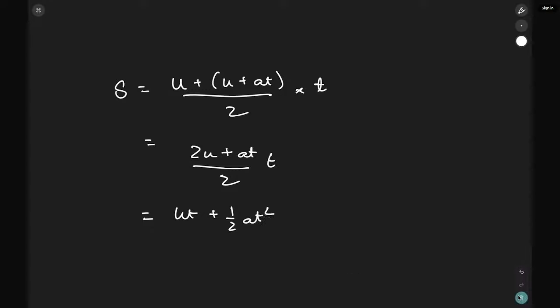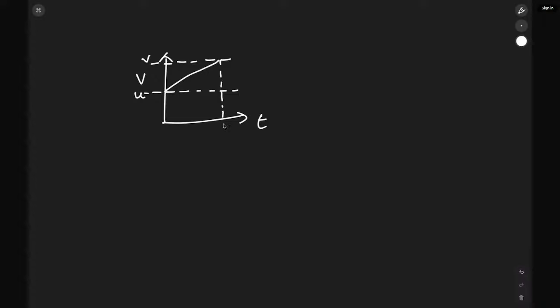There is a graphical method as well for this same derivation. Now, if I draw the velocity time graph, and say that the initial velocity is u, and the final velocity that it is reaching is, let's say, v. All right. So this is a straight line. I'll try to draw it a little more neat. And the time taken is t.